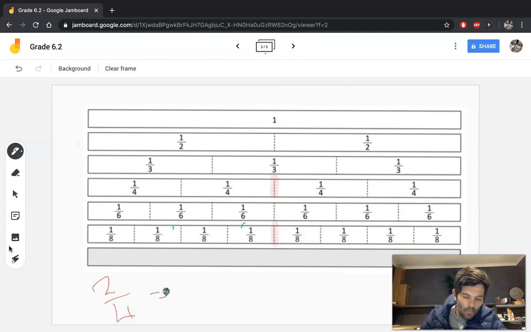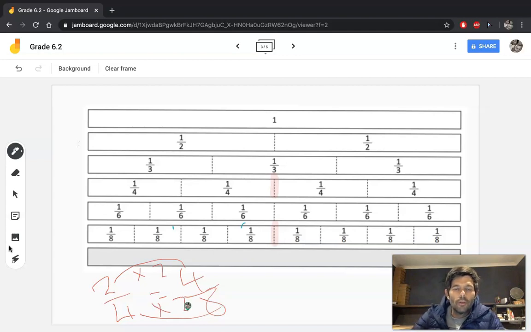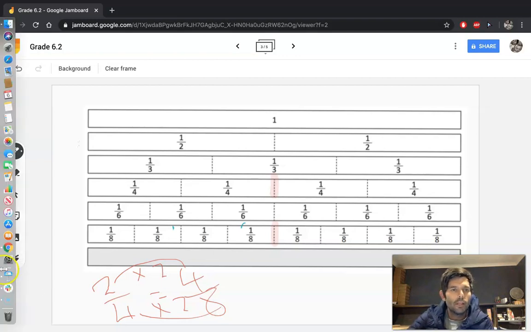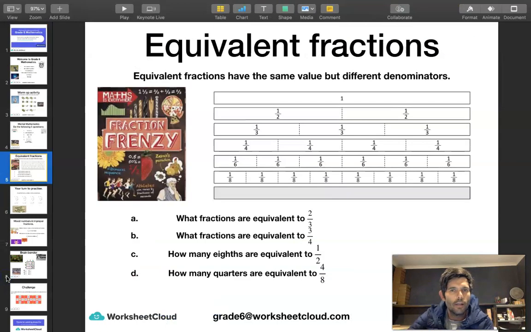in 4/8. And again, you can see that I must multiply the numerator by 2, and I must multiply the denominator by 2 to get the equivalent denominator in that fraction. So that's equivalent fractions, guys, and that is really all there is to it.